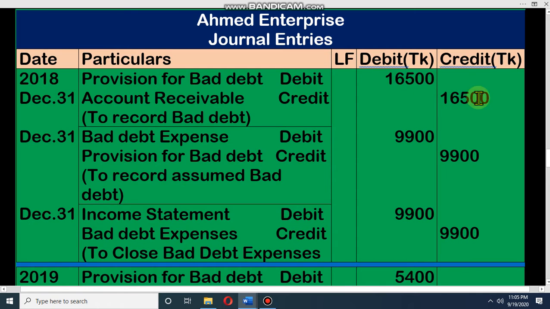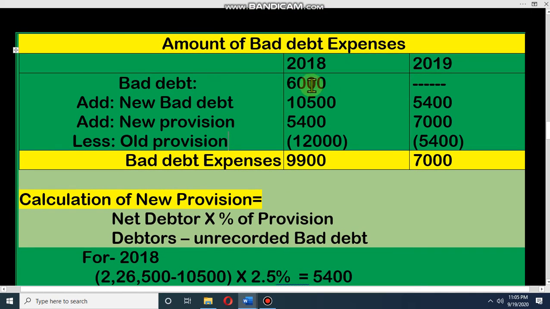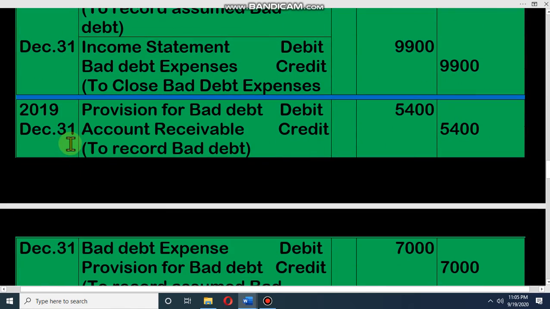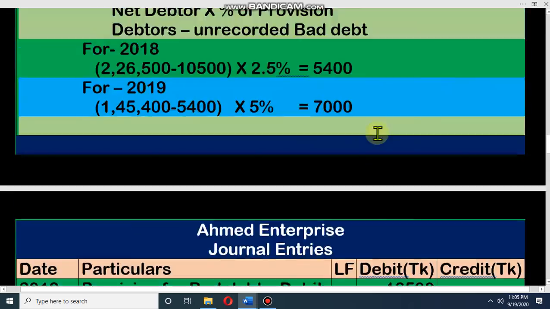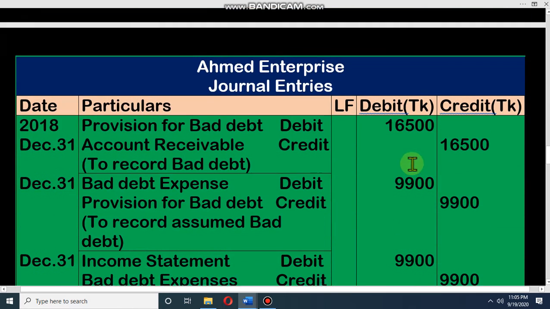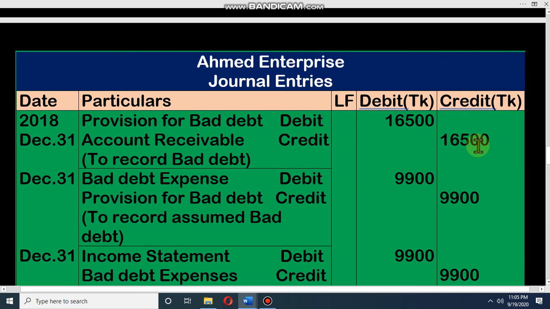Now, what will be the amount? Provision to record bad debt means old bad debt plus new bad debt. Look at the first math: old bad debt 6,000, new 10,500, so 16,500 for 2018. Look at 2019: old bad debt is 0 and new bad debt is 5,400. So the addition of these two is 5,400, and here the addition of these two is 16,500. So for the first journal, 16,500 is the amount.